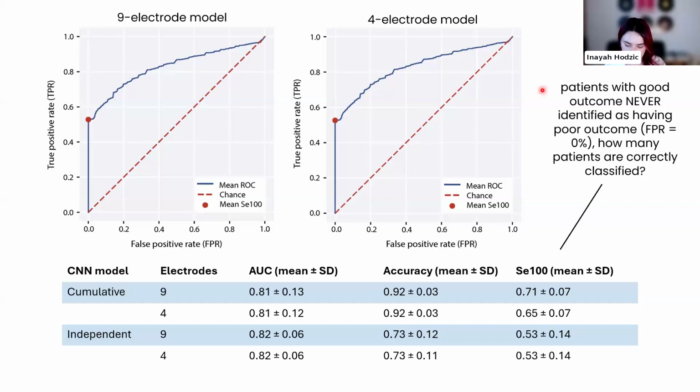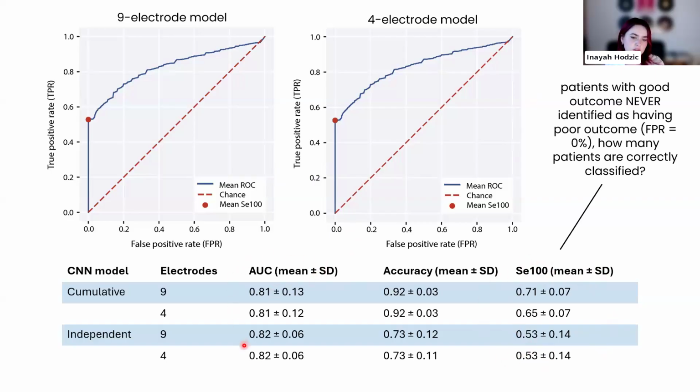So if you predict someone who actually has good outcome as having poor outcome, that is a scenario that you want to avoid at all costs. So here we said, if we set the requirement that someone with good outcome can never be classified as poor outcome, in that scenario, how well did our model perform? So that's this metric right here, and it's something that we continue to look at very often.